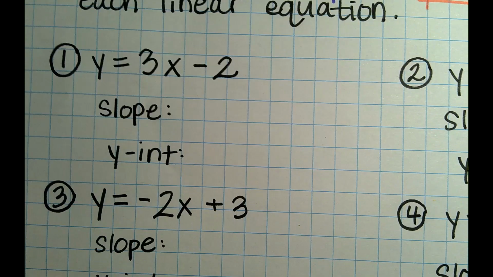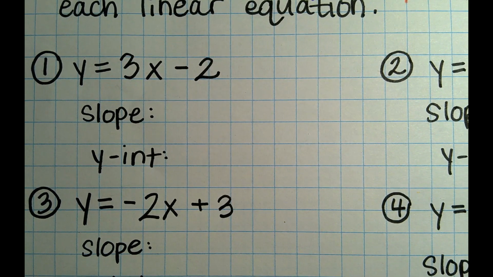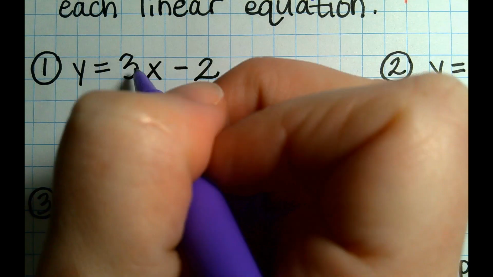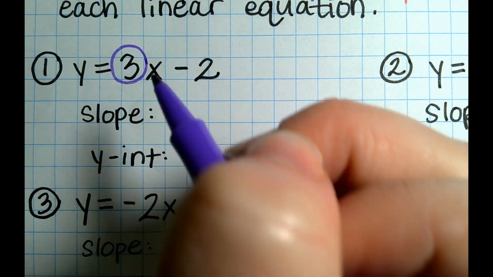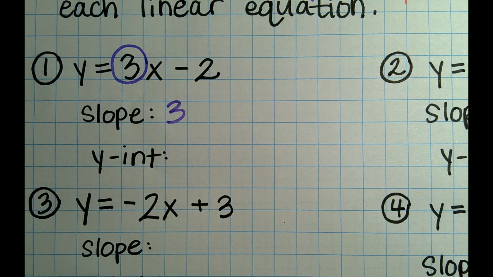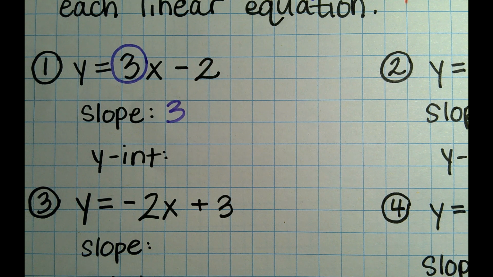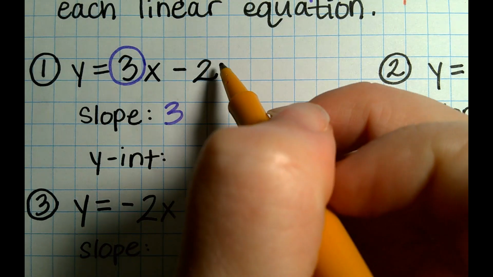So let's look at number 1. I have y equals 3x minus 2. What would my slope be? 3. Now, do I include x or is it just 3? Just 3. It's just the number. So my slope is 3. And what's my y-intercept? Negative 2.